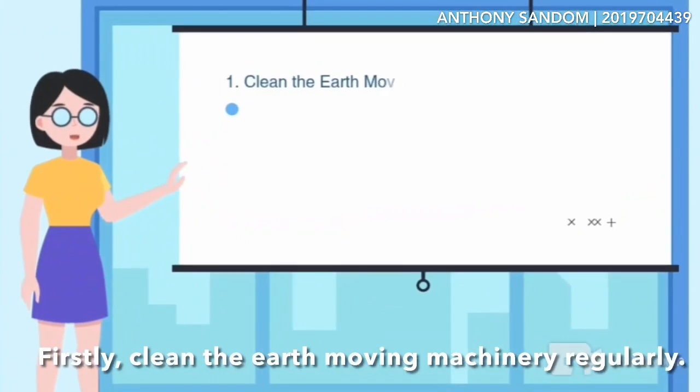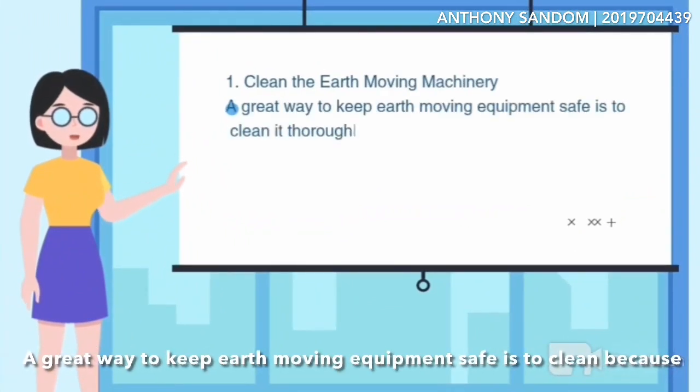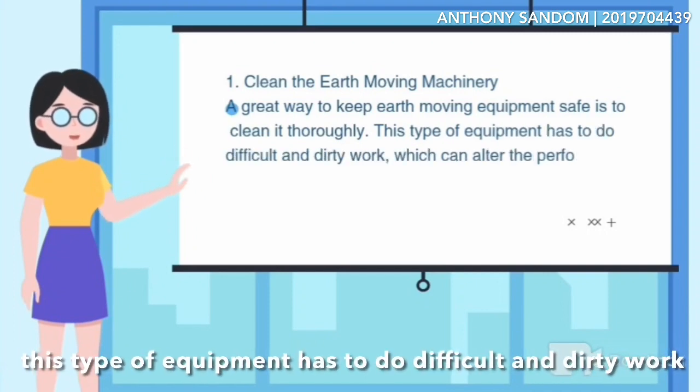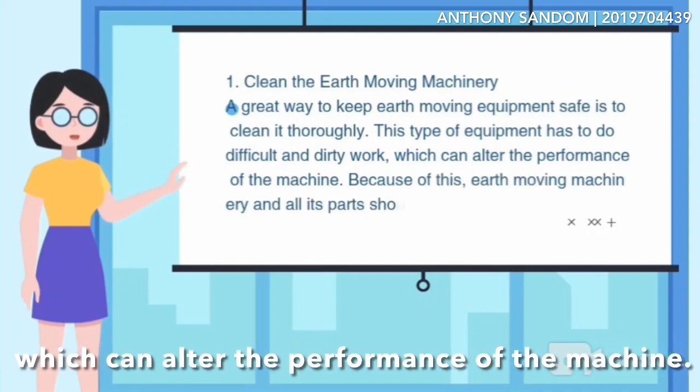Firstly, clean the earth-moving machinery regularly. A great way to keep earth-moving equipment safe is to clean it, because this type of equipment has to do difficult and dirty work, which can alter the performance of the machine.